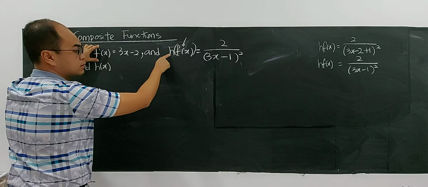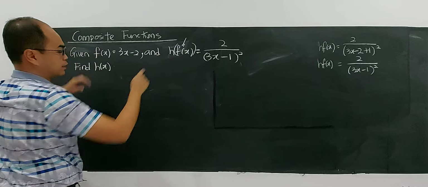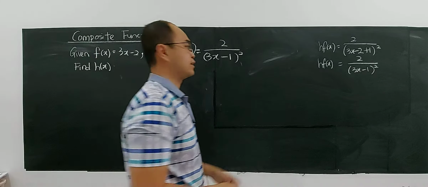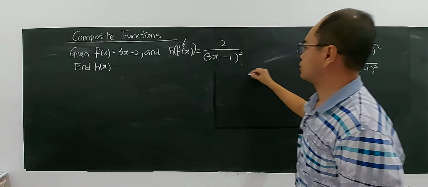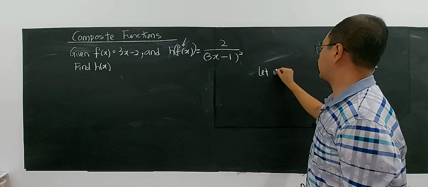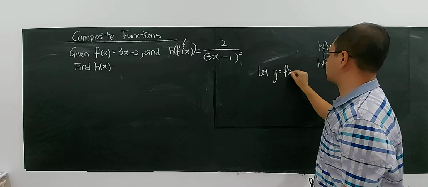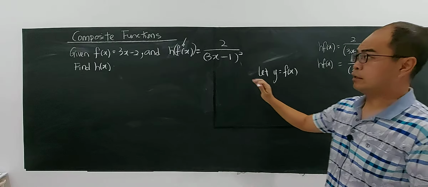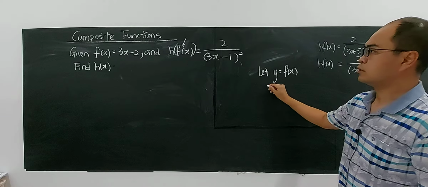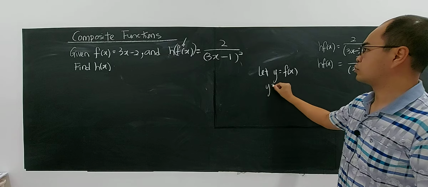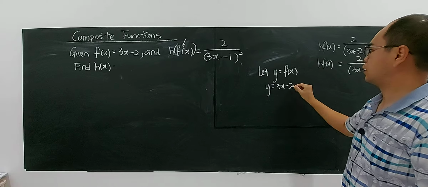But not given the second function. So this technique, you're going to use the technique of letting y. You let y be your f(x). This is a technique when the function f(x) is given, but the second function is not given. So you let y equal 3x minus 2.